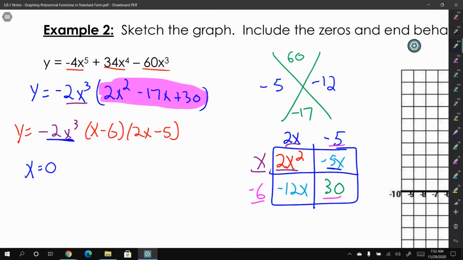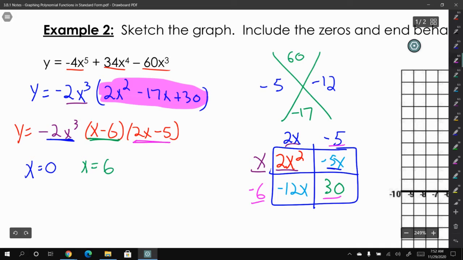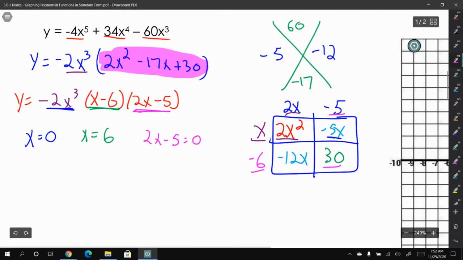Because there's an x there, we have a 0 at 0. And you know that because there's no plus or minus. There's no addition or subtraction on the inside. We look at this and say, okay, what makes that 0? Well, that is x equals 6. The next one is a little bit more difficult to see. So let's do 2x minus 5 equals 0. And we'll add 5 to both sides.